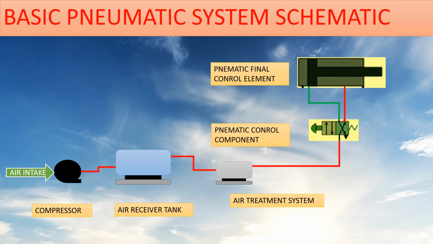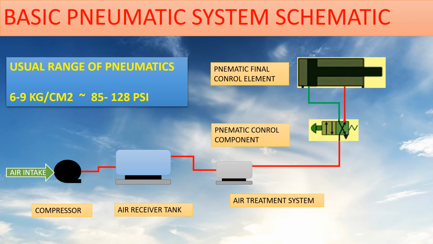Apart from that, you must be wondering what pressure range is used in the pneumatic system. The answer is 6 to 9 kg per square centimeter, which normally falls in the range of 85 to 128 psi. But when you're talking about the pneumatic signal, that is around 50 to 60 psi, and the hardcore control signal for any control equipment is 3 to 15 psi. But that is altogether a different case, and we're not going to discuss it here.